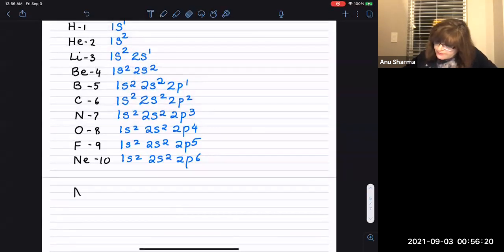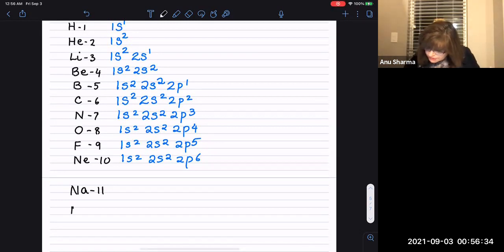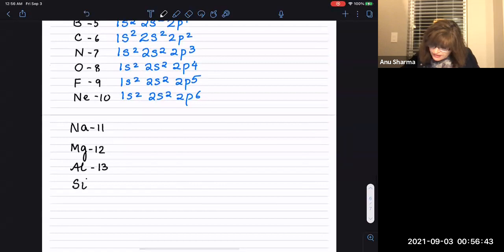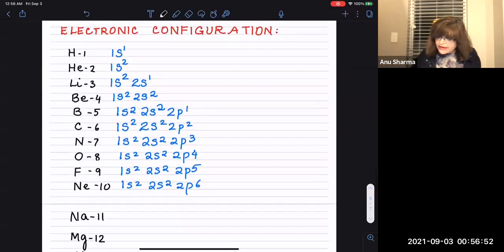Then after neon, let's say for example, sodium. Sodium has 11 electrons. Here's your sodium, 11. And then comes magnesium, 12. And then comes aluminum, 13. And then comes silicon, 14. And then phosphorus, 15. And so forth. Okay, so here let's look at the next pattern.